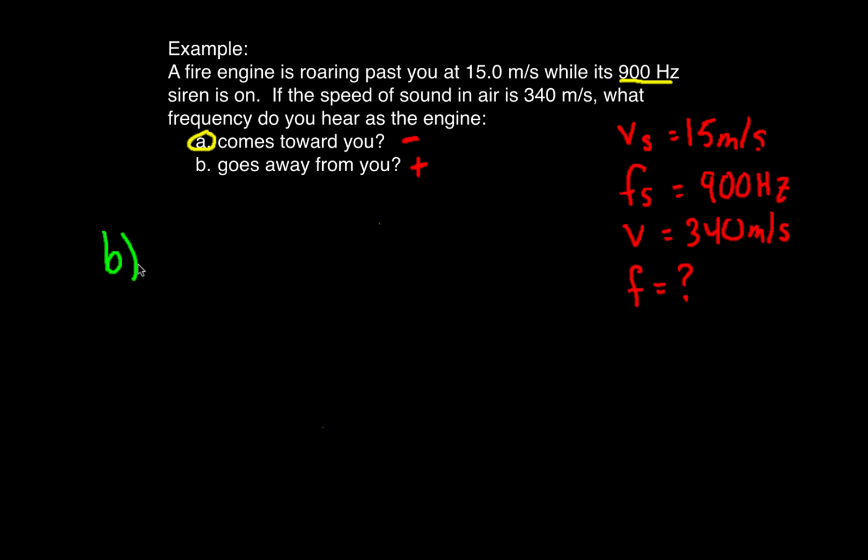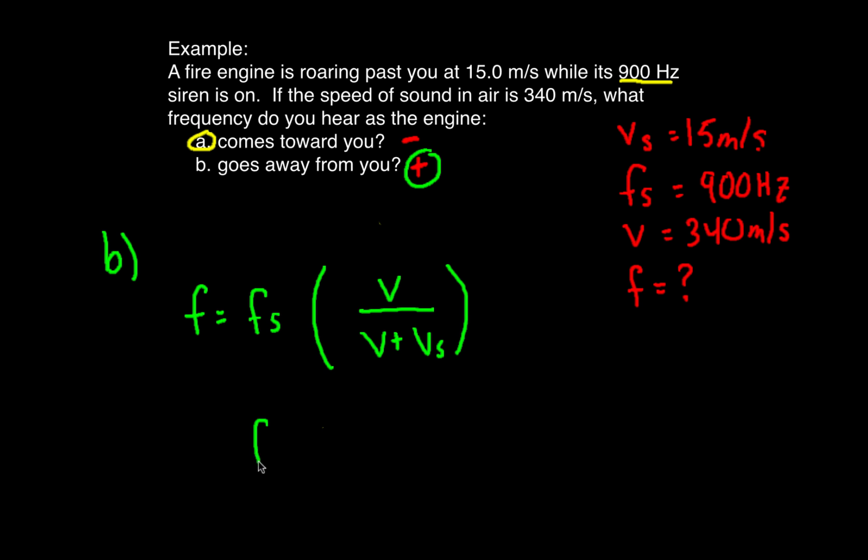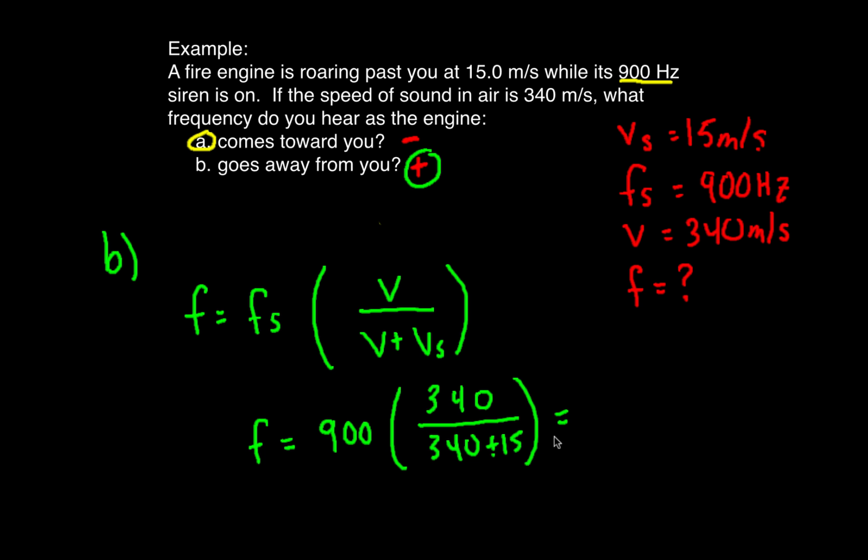For part B, we're going to use the fact that it's going away and the positive. So the frequency equals frequency of the source, v over v plus velocity of the source. So frequency observed is 900 times 340 divided by 340 plus 15, which gives us an observed frequency of 862 hertz, which is lower than the original frequency emitted.